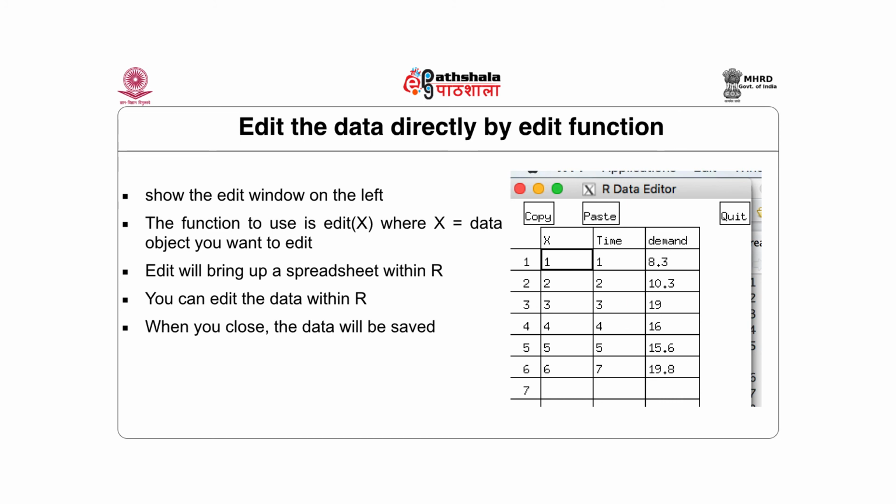But the other thing it does is that it dumps everything onto your screen. So one thing you can do is save that edit function and store it into an object, so that it does not dump anything to your screen, but just puts it back into the new data frame object that you'd then like to work with. That's why I say that when you close, the data will be saved. In other words, if you just click quit, R is going to save everything that you've done to the data grid. Okay.